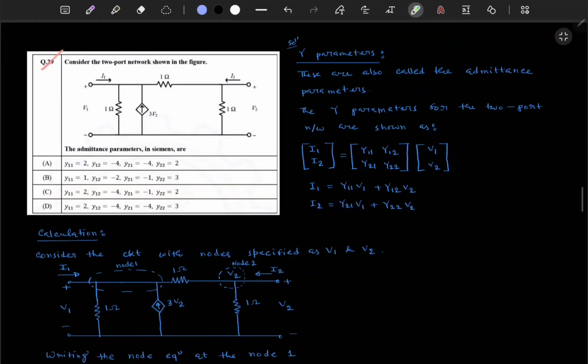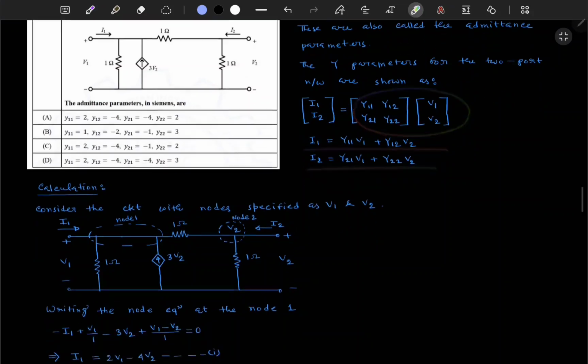Now the next question is, consider the two-port network shown in the figure. Okay, this is a two-port network. So here we need to find out the admittance parameter in Siemens, that is the Y parameter. The Y parameters are also called the admittance parameters. The Y parameters for the two-port network are shown as this: I1, I2, Y11, Y12, Y21, Y22, V1, V2. So I1 equals this one. You can multiply these two matrices, you will get this.